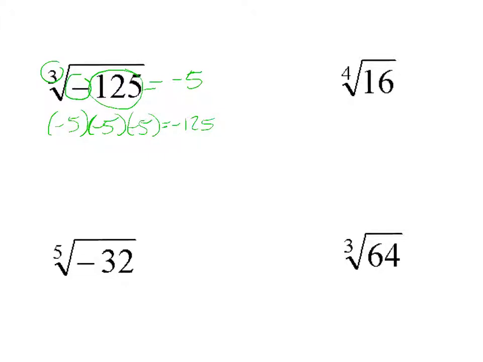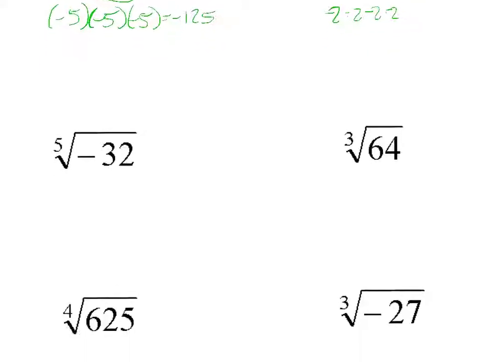So then I have the fourth root of 16. 2 times 2 times 2 times 2 gives me 16. So this is going to be a plus or minus 2. Because remember, if all of these were negative, they would all cancel out to give me a positive 16. So I'm going to have both of those answers.